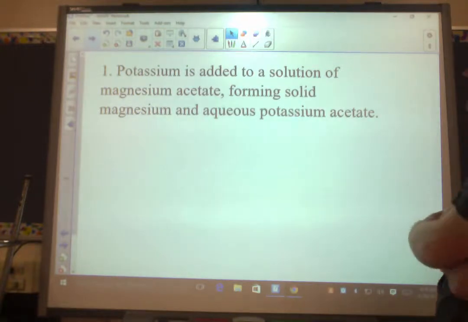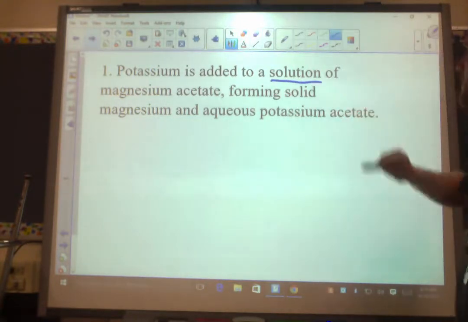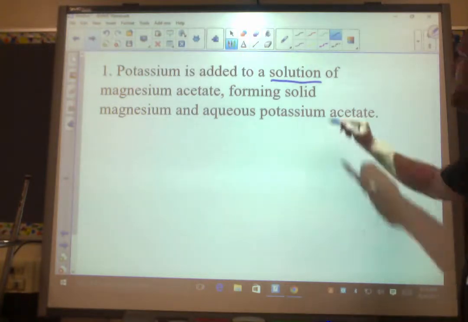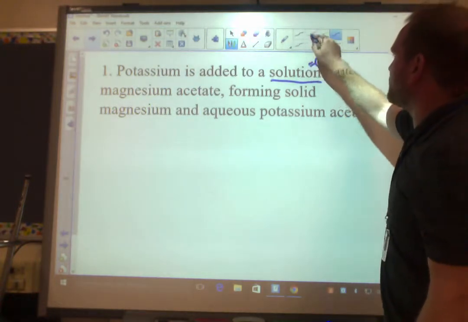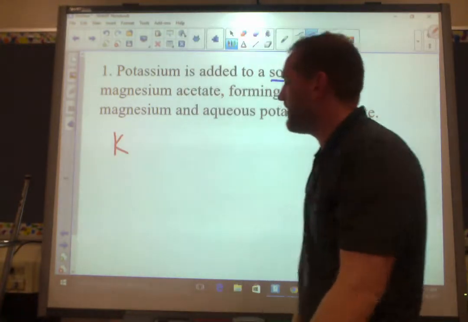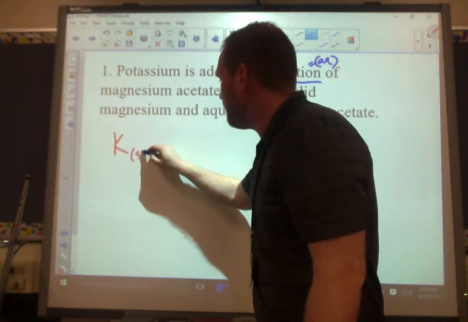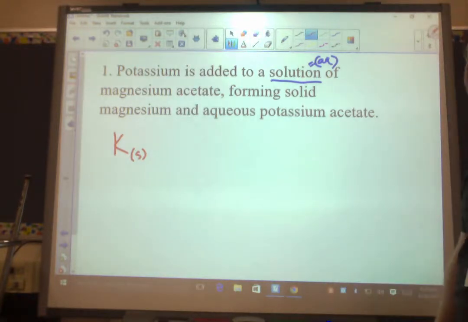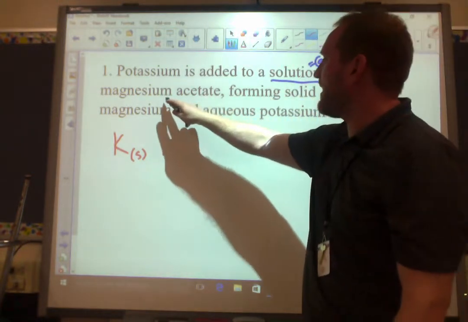Potassium is added to a solution of magnesium acetate, forming solid magnesium and aqueous potassium acetate. One thing I forgot to mention, when it comes to state symbols, the word solution means you have an aqueous compound. Solution means aqueous. Okay, so here we have potassium. Now remember, potassium is a metal, and metals just act as lone elements, so I'm just going to write potassium. Since potassium is a metal, it's not mercury or anything, we're going to assume that's solid. If I say you're adding potassium, I didn't tell you that you're doing this in a 1500 degrees Celsius atmosphere. So we're going to assume it's solid potassium.